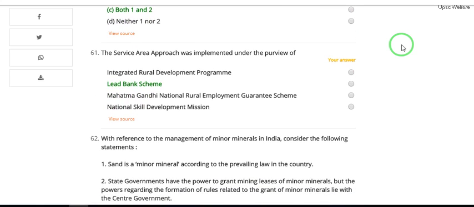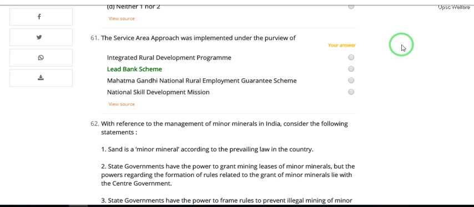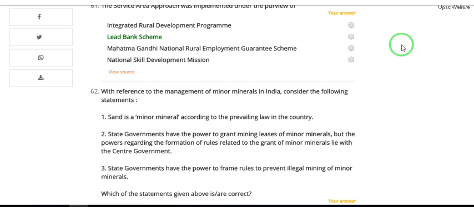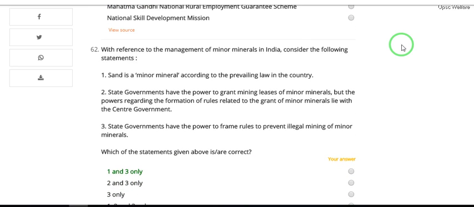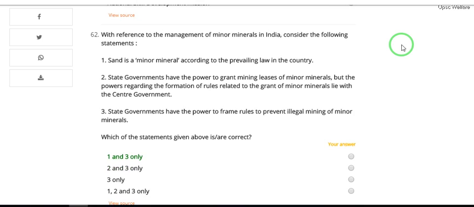Now, yes, the service area approach was implemented under the lead banker scheme. As we know, the service area approach was implemented under the lead banker scheme. That was an easy question, which was recently in the current news.